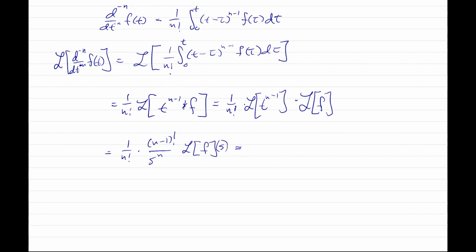And so what do we get? Well, something is striking me kind of weird. So 1 over n times 1 over s to the n, Laplace transform of f at s. Did I do all that right? I miscopied. This wasn't n factorial. This should have been n minus 1 factorial. This is what happens when you record over multiple days. Alright, so there's n minus 1 factorial and n minus 1 factorial, and they cancel. This is gone. Okay, so that's what we got.